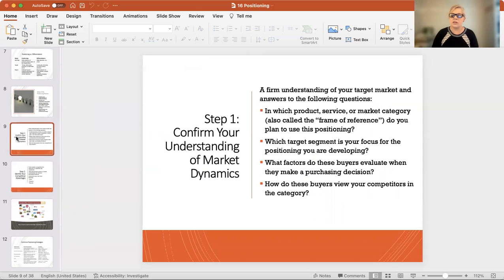So confirming the understanding of market dynamics. What product, service, or market category are we going to use? What's our target segment? This is our segmentation, targeting, and positioning that we talked about. What are we going to do here?